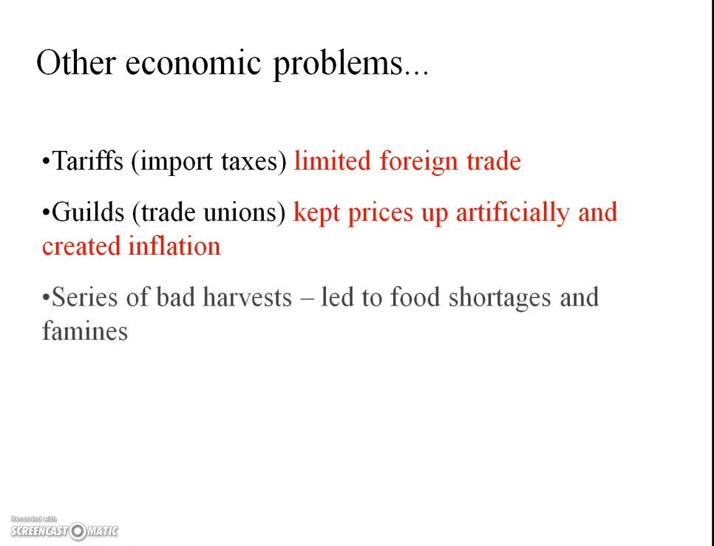Add to that probably the worst thing that could have happened. In the 1780s, France ran into an incredible series of bad harvests. Weather conditions, drought, snow, all kinds of things prevented crops from growing properly, and as a result, food shortages, famines, and once again, skyrocketing costs of living.